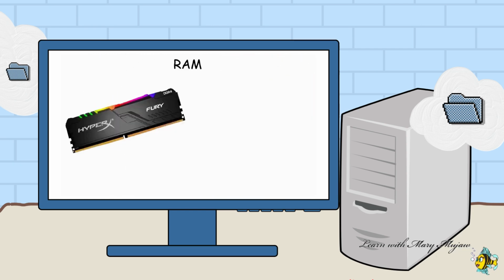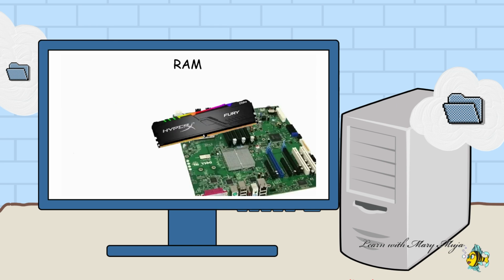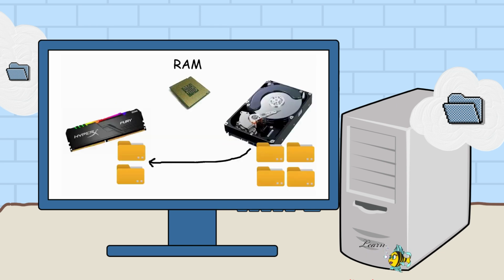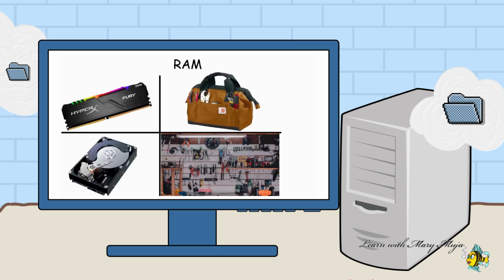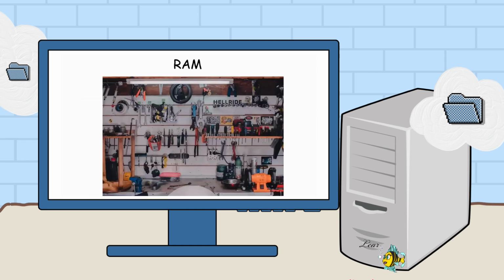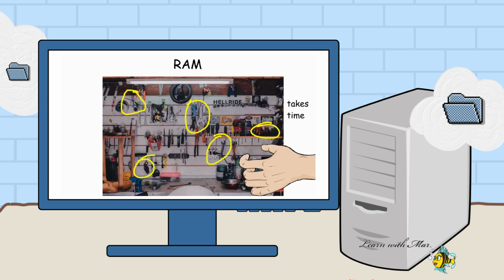RAM. A RAM, or random access memory, is a thin rectangular stick that plugs into the motherboard. It only stores some data from the hard drive that's needed by the CPU to access it more quickly. To make it simple, imagine the hard drive is a garage full of various items, and the RAM is your tool bag. Since you have so many scattered things in your garage, it's going to take some time to search and grab the tools you need.